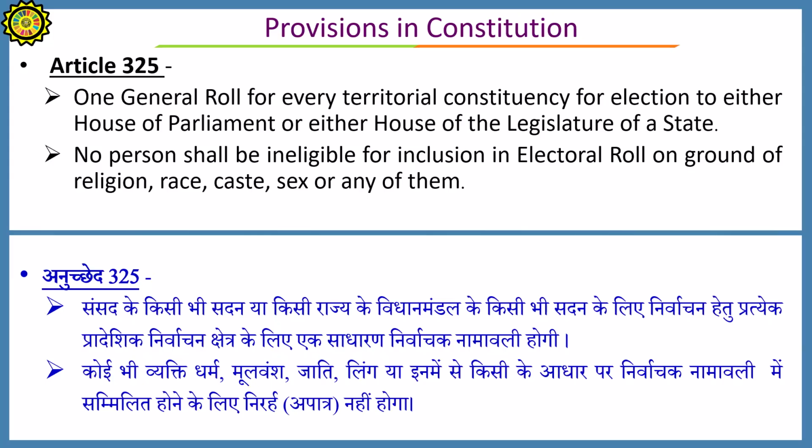Article 325 says there will be one general electoral roll for every territorial constituency for election to either House of Parliament or either House of the Legislature of a state. No person shall be ineligible for inclusion in the electoral roll on grounds of religion, race, caste, sex or any one of them.